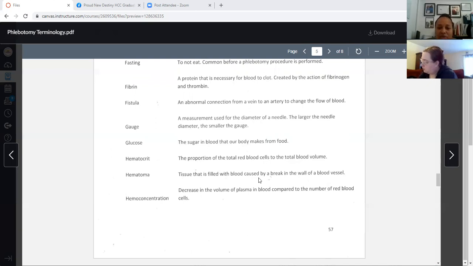Next one is hemoconcentration. You want to highlight this one. Last week we talked about the pumping of the fist before venipuncture. This is why the person will not pump their fist, because of this. Hemoconcentration. It decreases the volume of plasma in blood compared to the number of red blood cells.